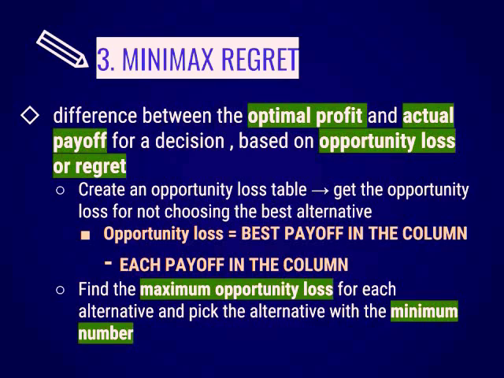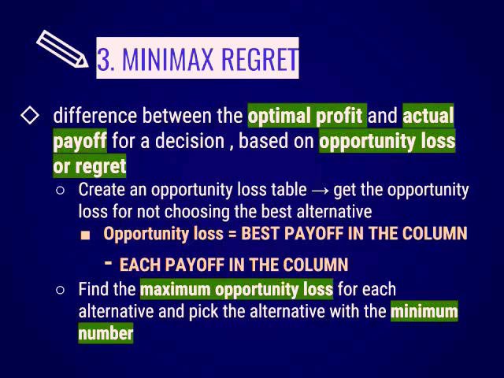To do this, first, we create an opportunity loss table by determining the opportunity loss for not choosing the best alternative. We do this using the equation opportunity loss is equal to best payoff in the column minus each payoff in the column. After which, we find the maximum opportunity loss for each alternative and pick the alternative with the minimum number. Here's an example.